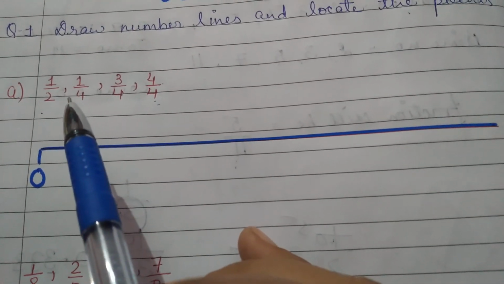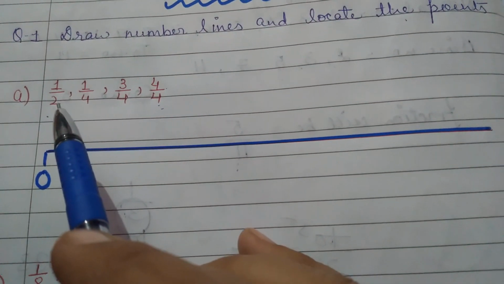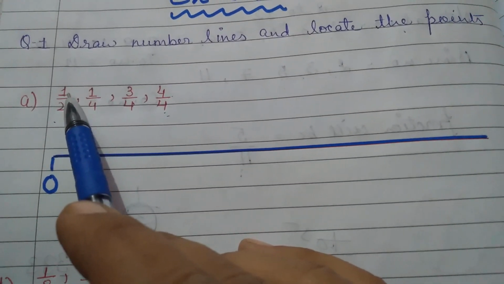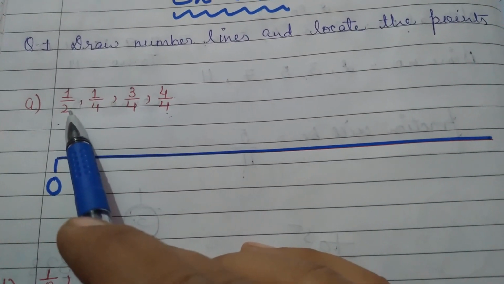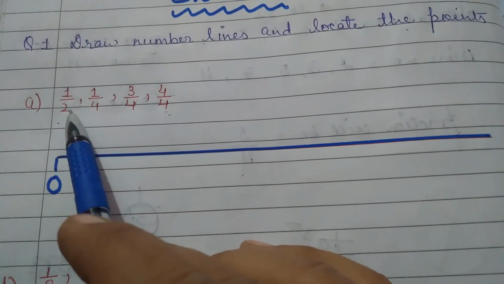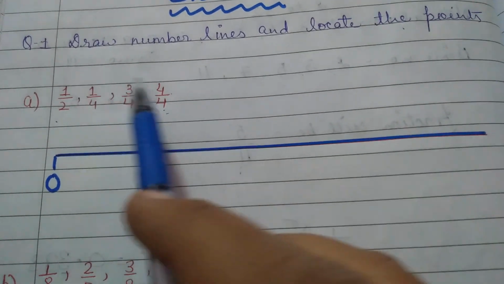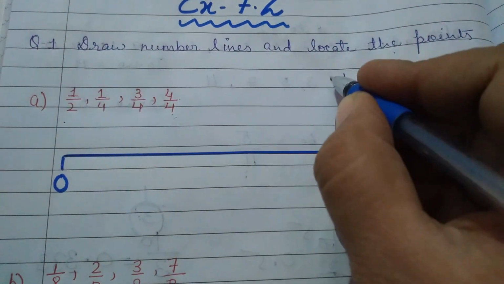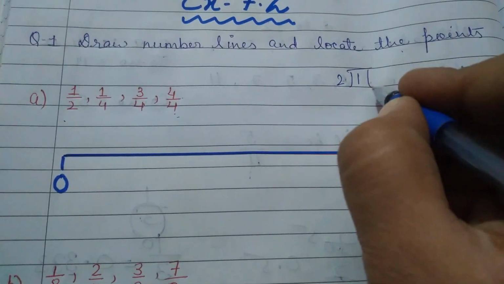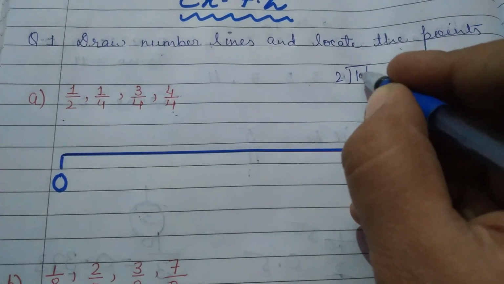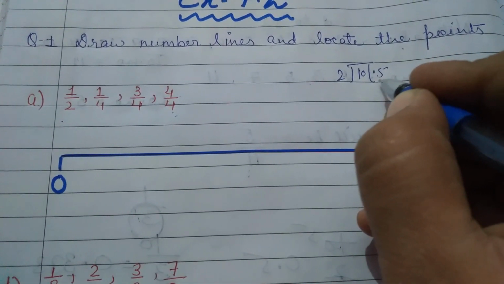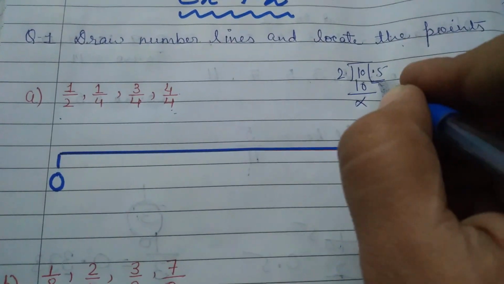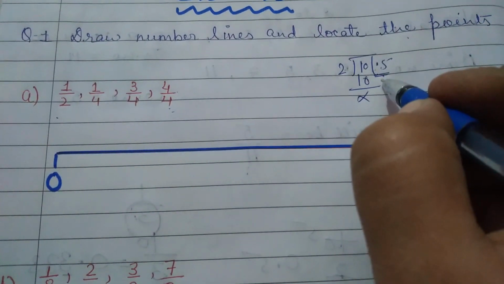So first of all, we have to divide this 1 by 2. We will be dividing 1 by 2, and you will find that you get 0.5 as the answer. When we divide 1 by 2, what answer will we get? We will get 0.5. So we know that 0.5 is more than 0 and less than 1.